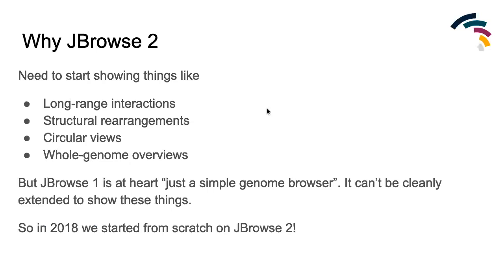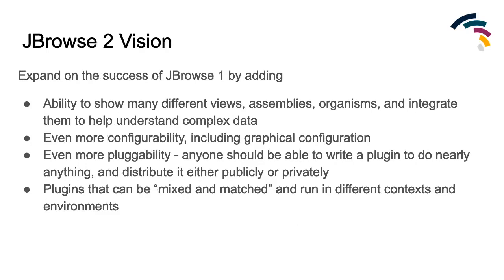There we go. Okay. So why did we do JBrowse 2? Because we had this genome browser that was going pretty well. It was called JBrowse. And, well, we needed to do more things. We needed to show long-range interactions. We wanted to show structural rearrangements. We wanted more views like a circular view, and wanted to be able to zoom out to show larger genome overviews. And JBrowse 1 just was not engineered for that. It was just a simple genome browser at its heart. So back in 2018, we made the decision to start more or less from scratch and start building JBrowse 2.